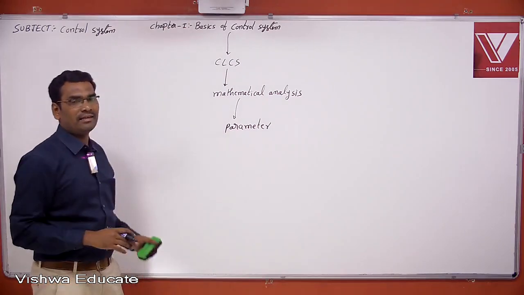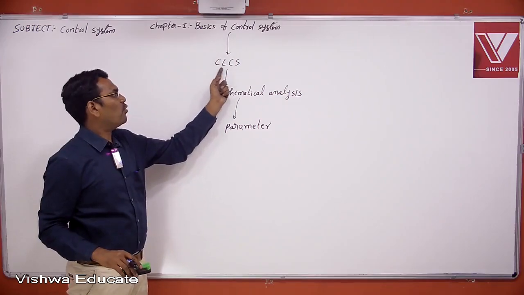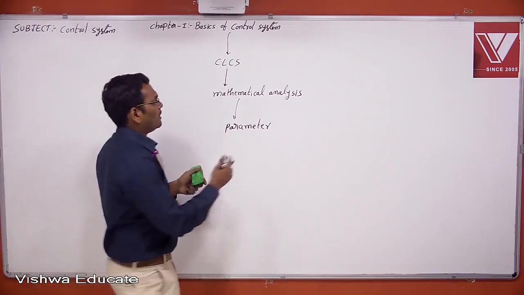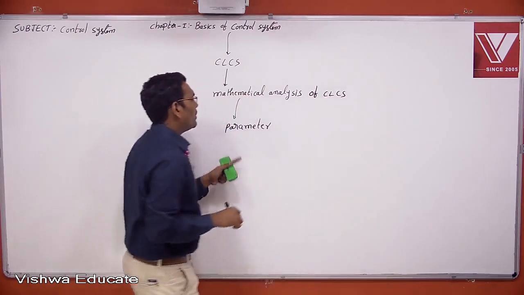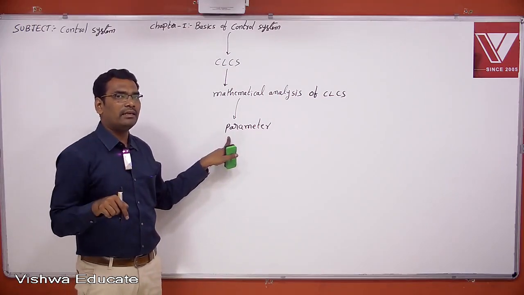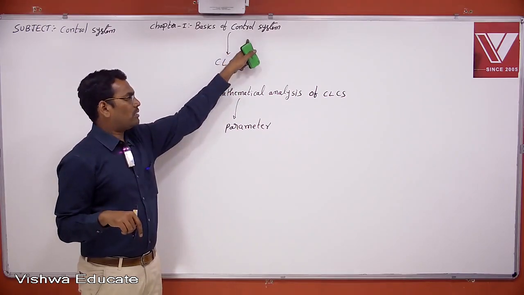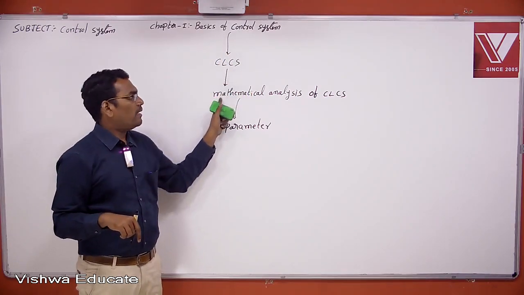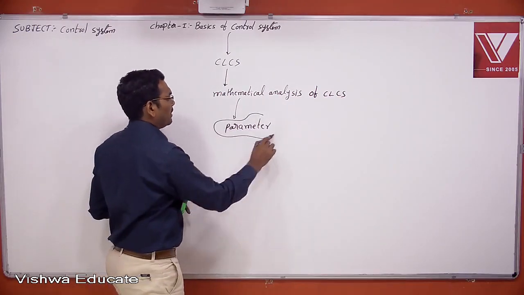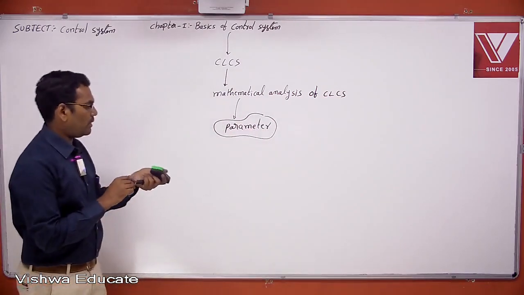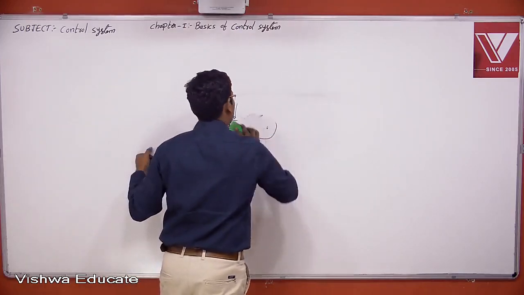Now you just recollect your previous class. In the previous session, basics of control system, open loop control system, mathematical analysis of open loop control system. From that open loop control system, what is the parameter you are getting? You are getting type as a parameter. In the same way, for closed loop control system, mathematical analysis of closed loop control system, what is the parameter we are revealing finally? This parameter we will see. Before that we will see the closed loop control system mathematical analysis also.